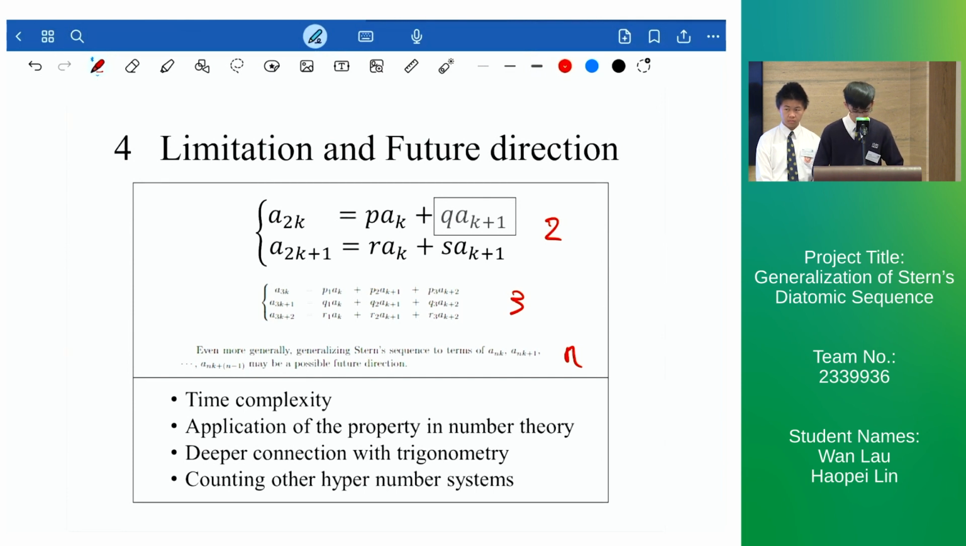The deeper connection with trigonometry: can we find a geometric proof for the formula that invokes cosine? That's a good question. Finally, counting other hyper number systems: can we find a method to count the hyperternary, hyperdenary, etc.? There are a lot of things for us to do.